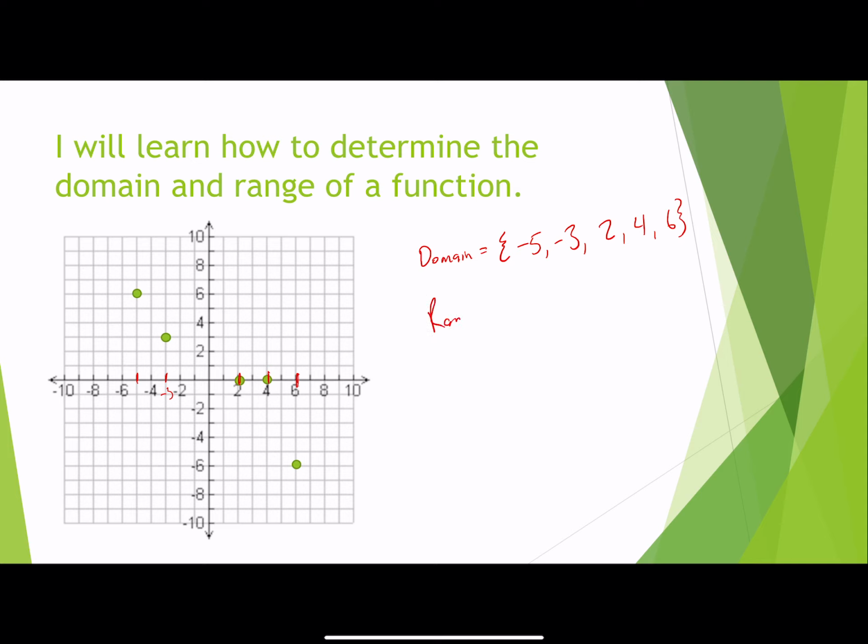And my range is right there. Minus 6, 0, 3, and 6 equals the set. We'll start at minus 6, 0, 3, and 6. Make sure that makes sense to you.